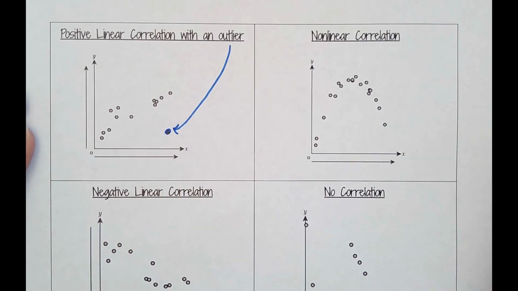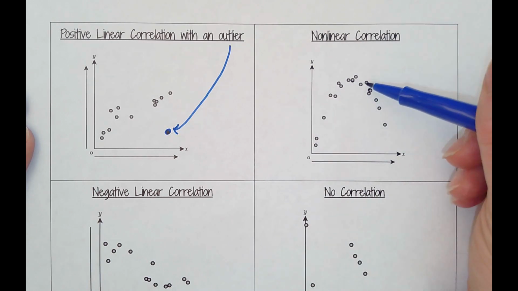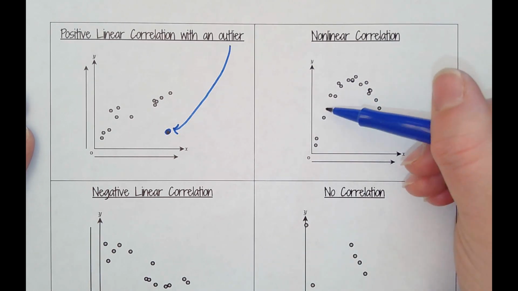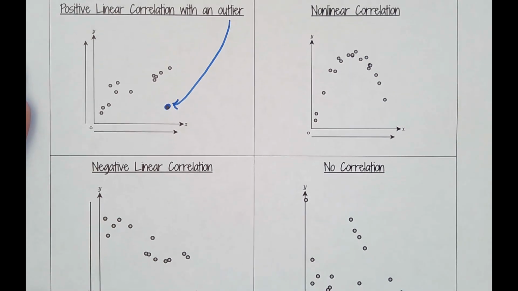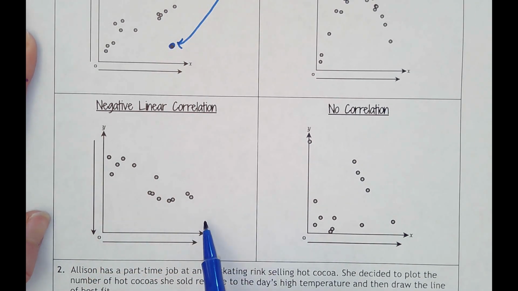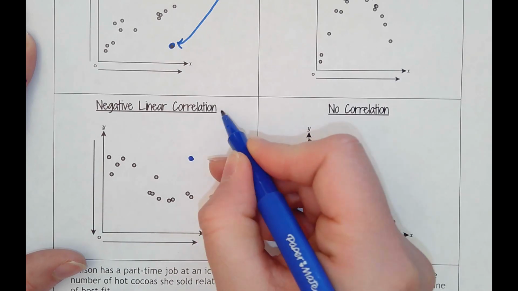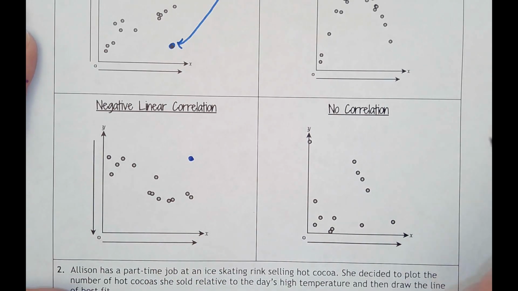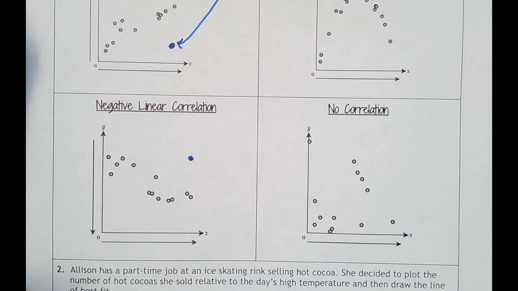And then we have nonlinear correlation, obviously because these points are not in a straight line. They're actually making an upside down parabola, so that'd be a quadratic kind of correlation. We have negative correlation because that's forming negative slope. We don't have an outlier, but if you had a point out here, you would say with an outlier. And then no correlation means there's no trend here. I couldn't make a line of best fit because the points are so scattered.